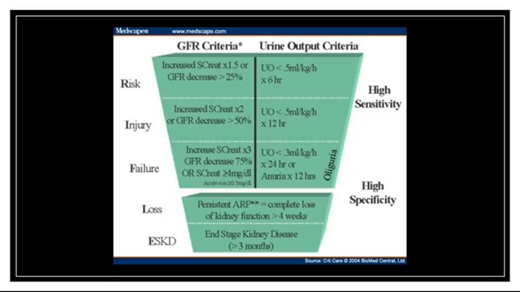Above is the RIFLE criteria, and this helps providers assess the severity of the acute kidney injury. So the first three really look at the severity. The last two look at the outcomes, as I'm sure you remember from your PowerPoint. So just have an understanding of the components of this scale for the exam.